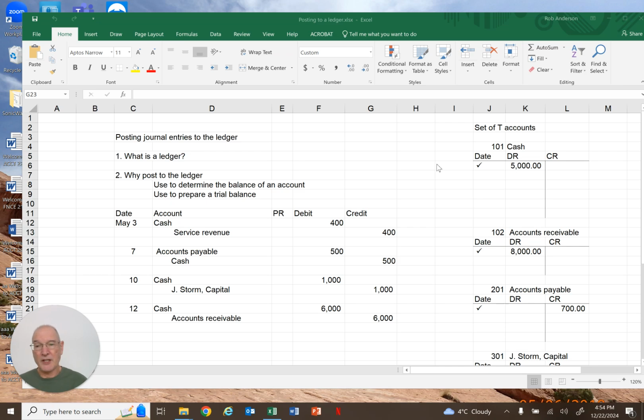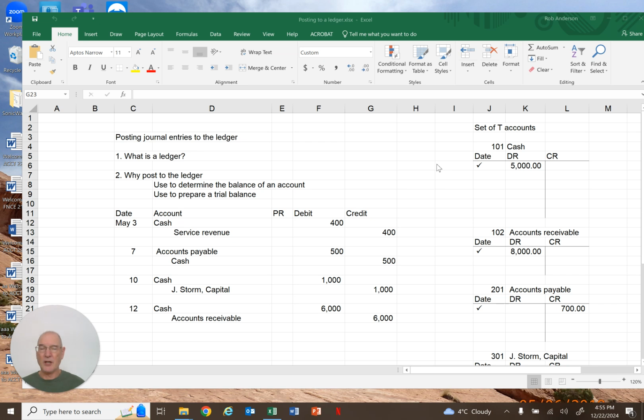So at some point you're going to say, hey, how much cash do I have? You cannot look at one journal entry and say, aha, that's how much cash I have. Cash, of course, is coming in with a debit and going out with a credit. And at any given day, close of business for the day, we have a certain amount of cash.